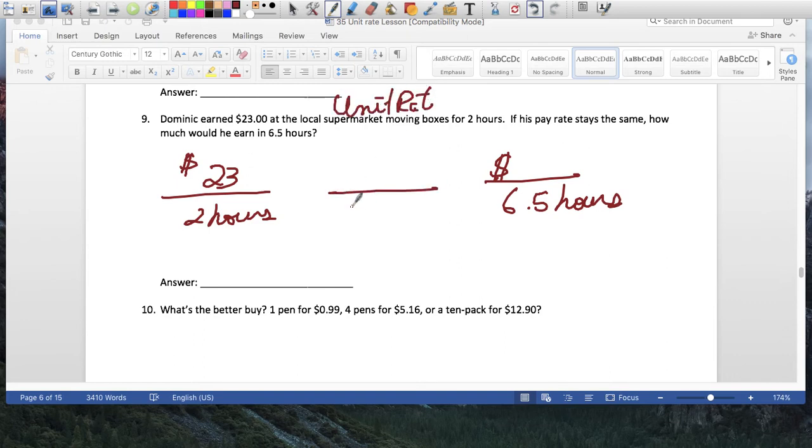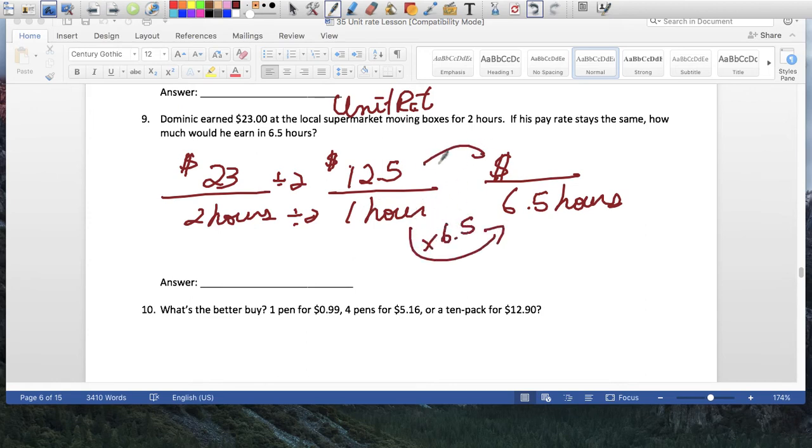So our unit rate is going to be over 1 hour, right? So divide by 2, and we're going to get 12.50, 12.5, right? If you divide by 2, 23 divided by 2 is 12.5. What's the relationship here? Times 6.5, and then times 6.5, and that's going to give us $81.25.